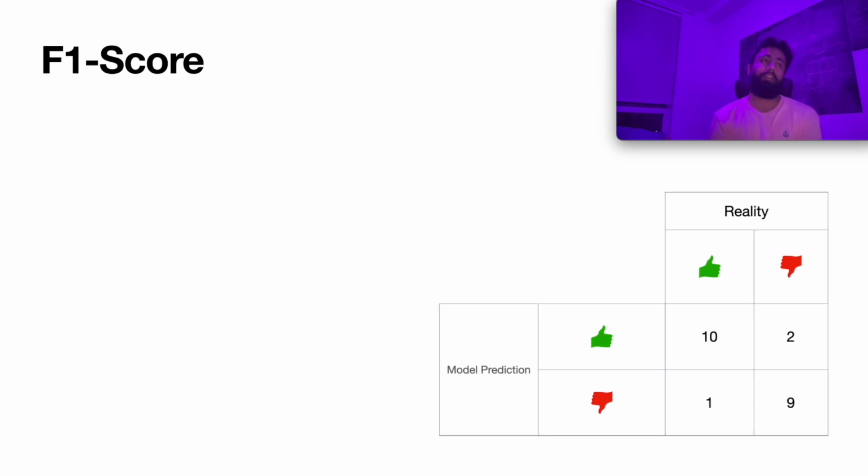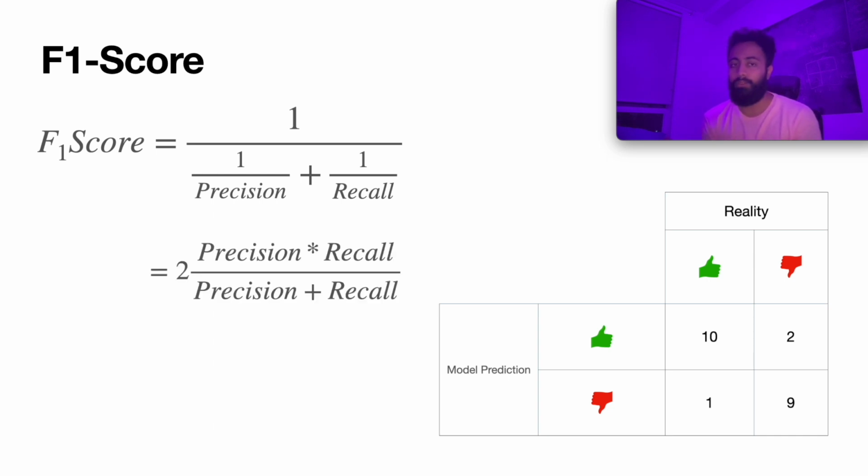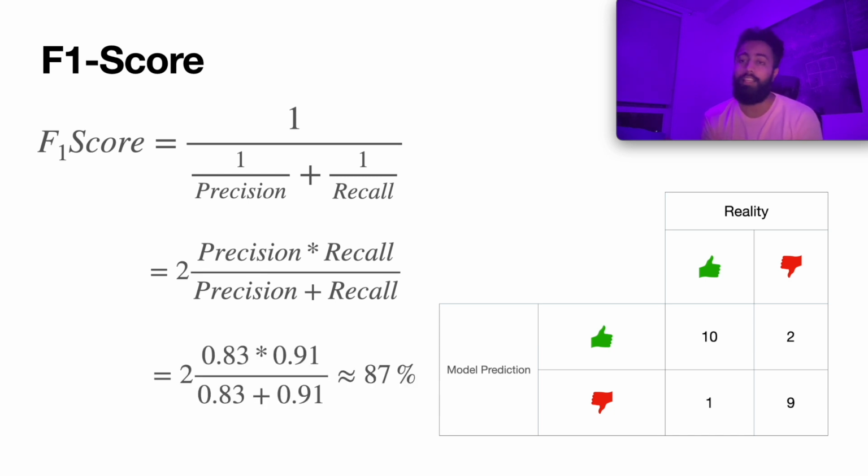Sometimes we may want to assign a single value to the accuracy of our model to encompass both the precision and the recall. To do this, we use a measure known as F1 score. Now, the F1 score is a harmonic mean, which is a good way of finding the balance between 2 rates. This simplifies down to 2 times the precision times the recall over the precision plus the recall. We can calculate this using the prior values from the previous slides and see that our F1 score is 87%.